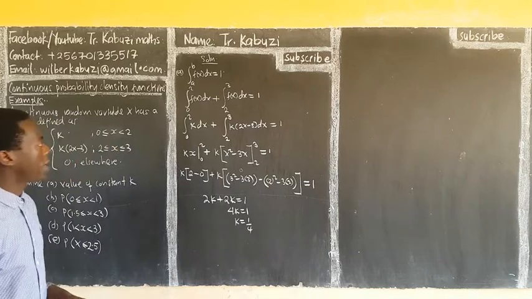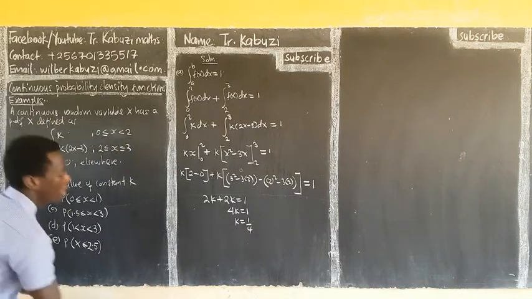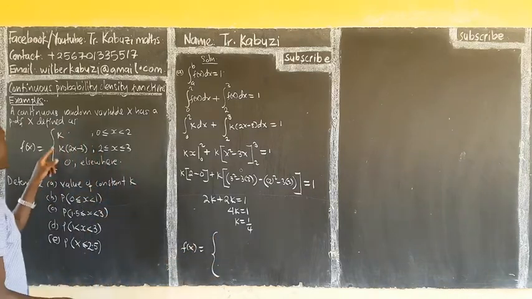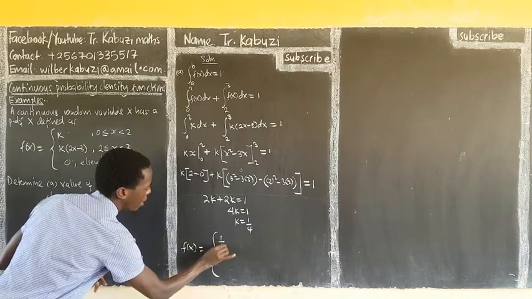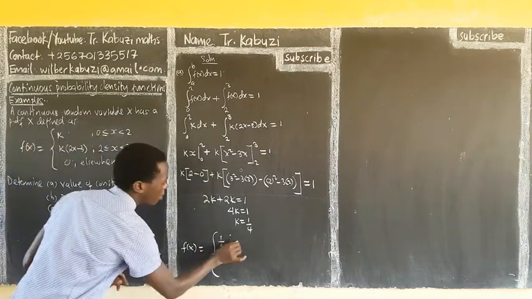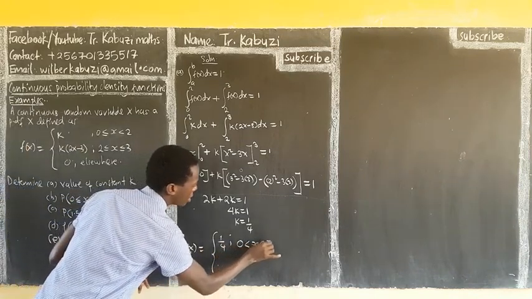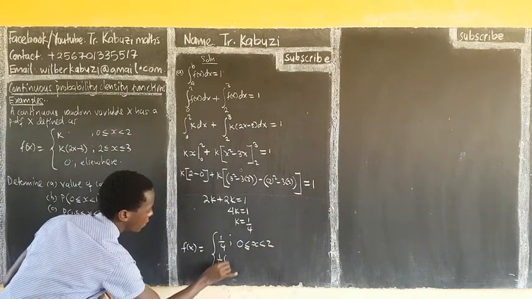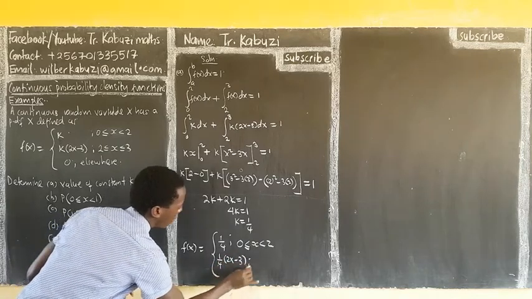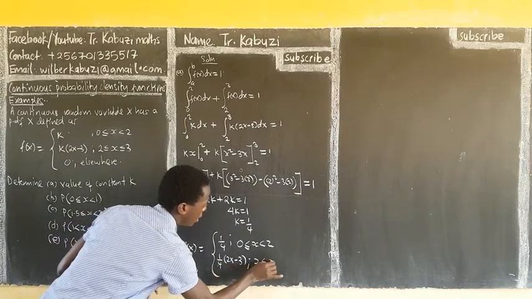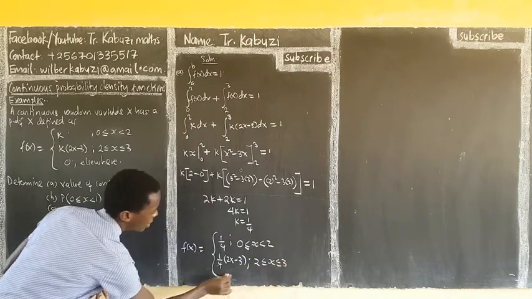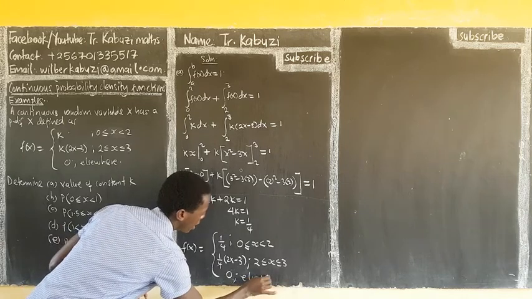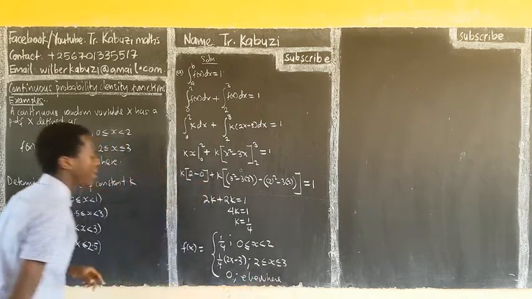After getting this value of k, now you come and redraw our f of x, the PDF. So for this interval we have a quarter, for the values in the range. Then a quarter times 2x minus 3 for the values of these 3. Then 0 for those values which are not in those intervals. Elsewhere, or they can use otherwise.